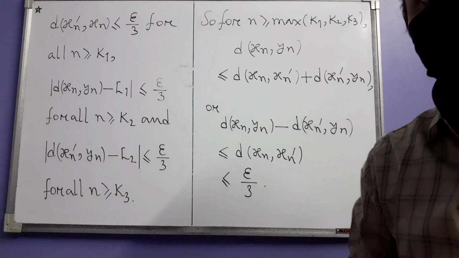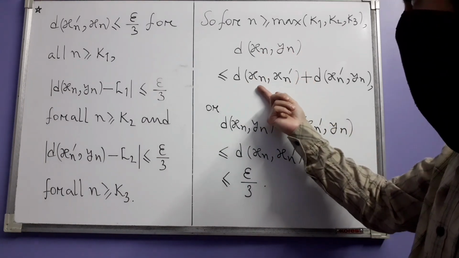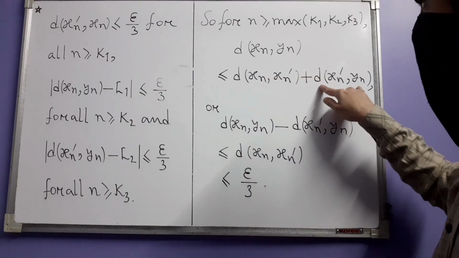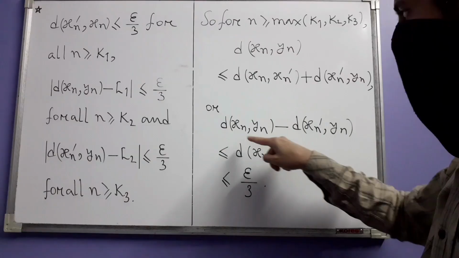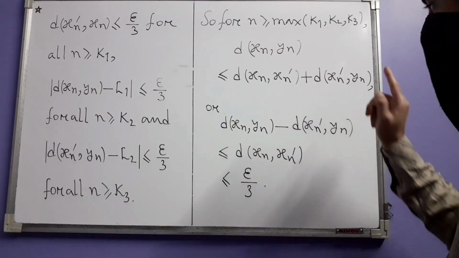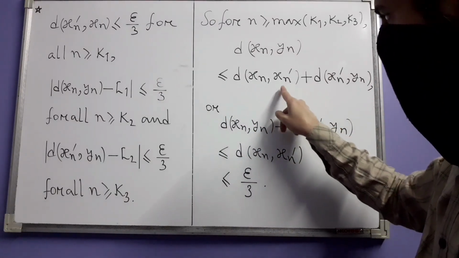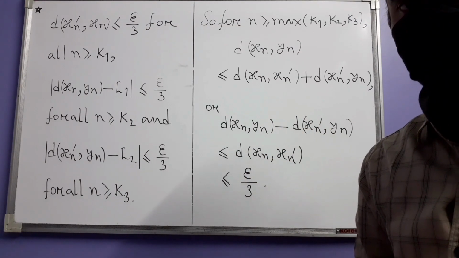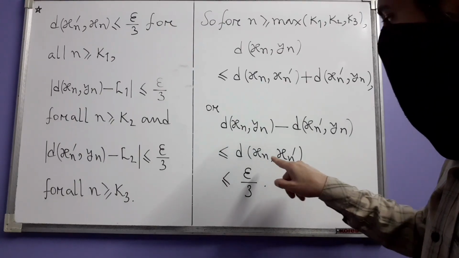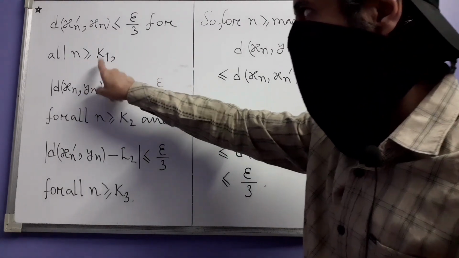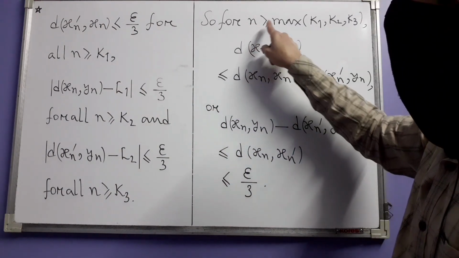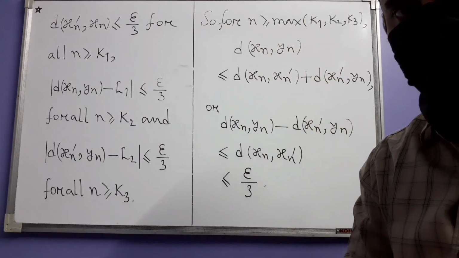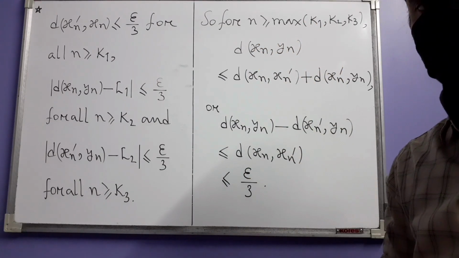By ordinary triangle inequality, this is less than or equal to d of xn comma xn prime plus d of xn prime comma yn. And then you can subtract this from both sides, obtaining d of xn comma yn minus d of xn prime comma yn is less than or equal to d of xn comma xn prime, which however is less than or equal to epsilon divided by 3. Why? This happens only when n is greater than or equal to k1. Because n is anyway greater than or equal to the max value of these things, so automatically n is also greater than or equal to k1. That is why we have this.